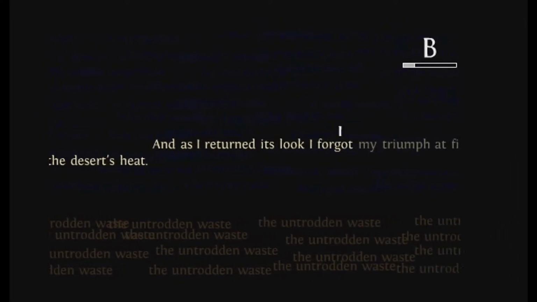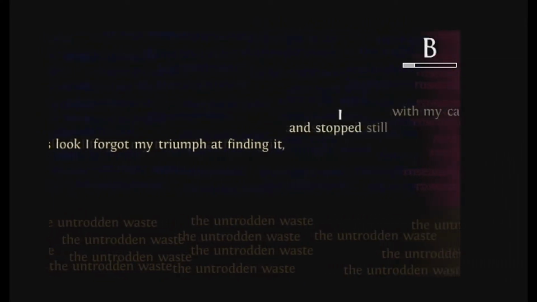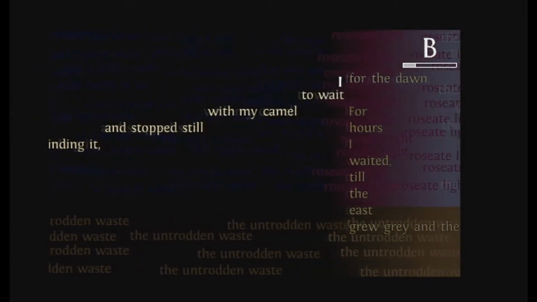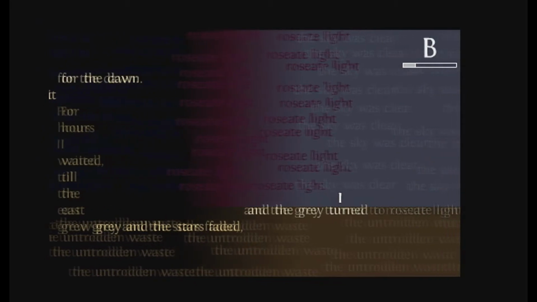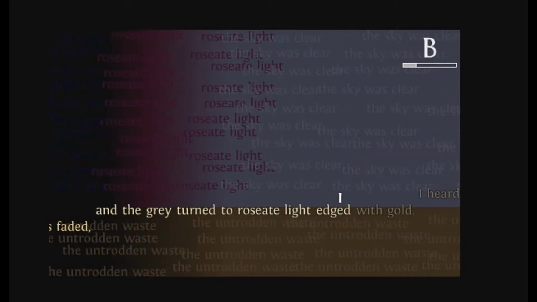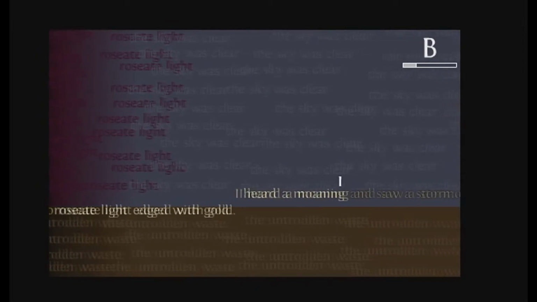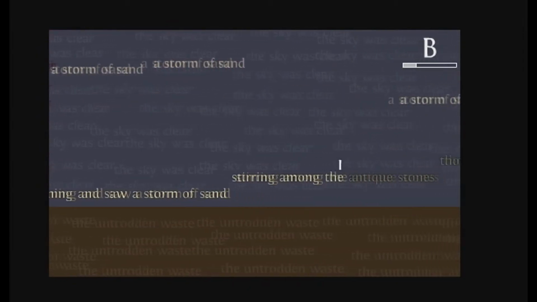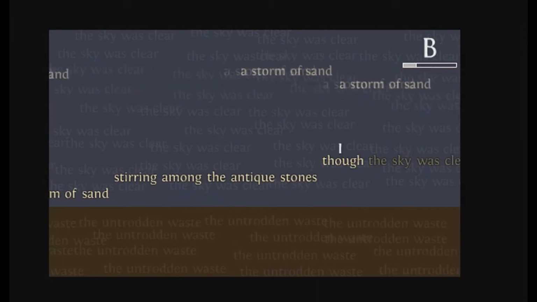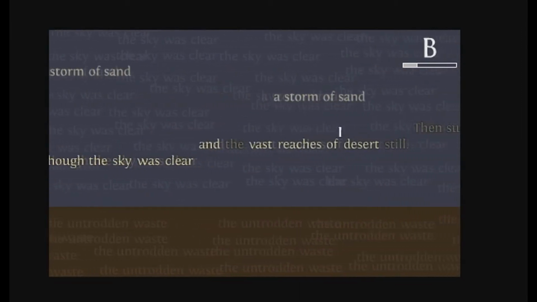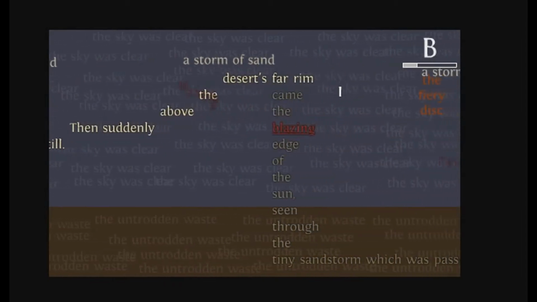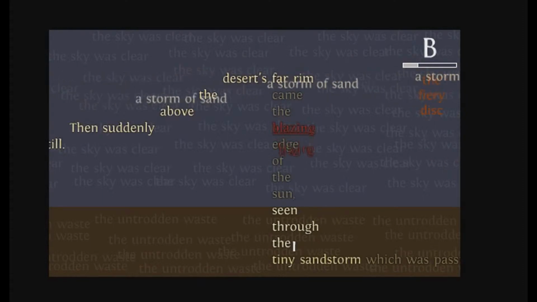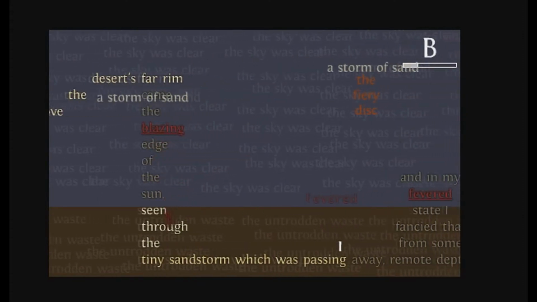And as I returned its look, I forgot my triumph at finding it, and stopped still with my camel to wait for the dawn. For hours I waited, till the east grew gray and the stars faded, and the gray turned to rosy light edged with gold. I heard a moaning and saw a storm of sand stirring among the antique stones, though the sky was clear and the vast reaches of the desert still. Then suddenly, above the desert's far rim, came the blazing edge of the sun, seen through the tiny sandstorm which was passing away.